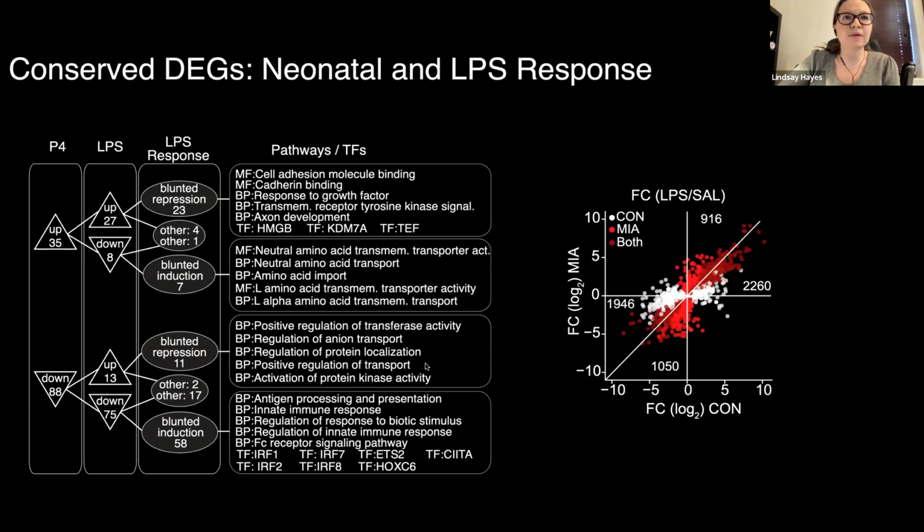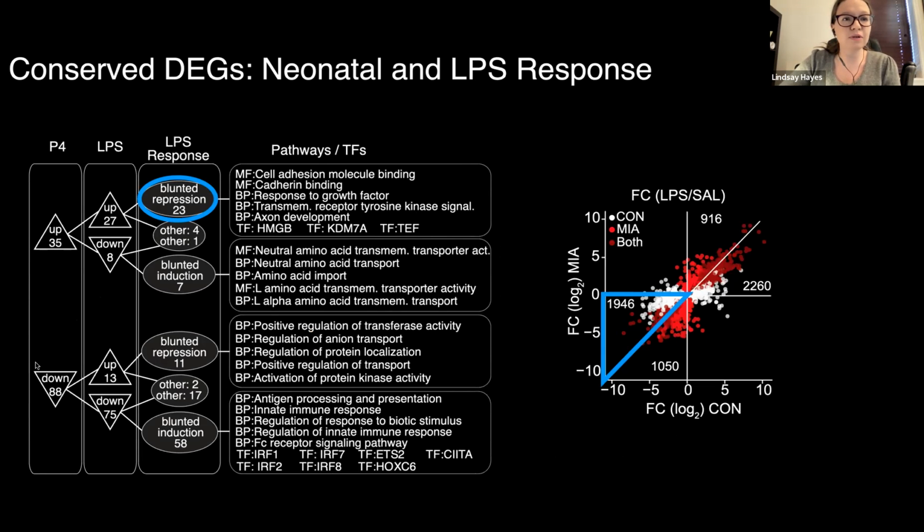This is another type of task that the microglia are doing. So I wanted to next see if there was a conserved change between the neonatal response and this LPS response in MIA microglia. So I compared the differentially expressed genes between the two stimuli. And so we see that genes that were upregulated at P4 were also upregulated in LPS, and these were the ones related to this blunted immune response, or ones that fell in this category, for example. And these are related to more homeostatic functions like cell adhesion and cadherin binding and axon development.